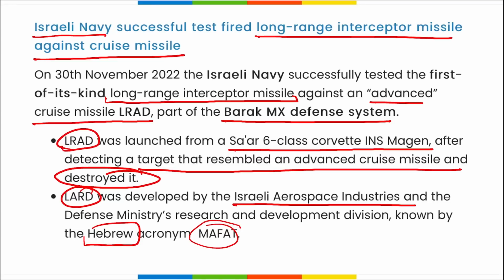All right, so remember, it was Israeli Navy that has successfully tested a long-range interceptor missile against a cruise missile, and it is a first of its kind long-range interceptor missile.